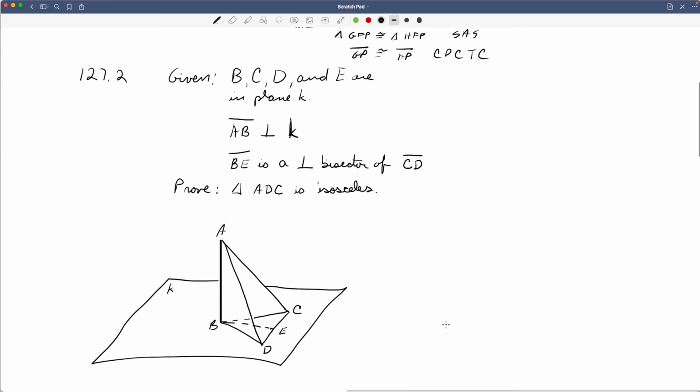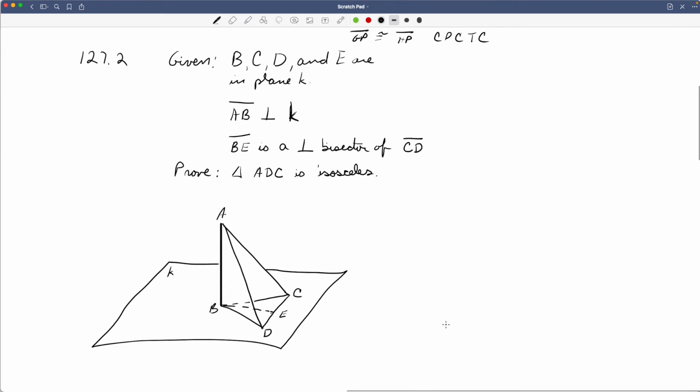All right, let's look at the next one. 127.2. Given B, C, D, and E are in plane K, line segment AB is perpendicular to plane K, line segment BE is a perpendicular bisector of line segment CD. We see that here. BE, perpendicular bisector of CD, and just by saying it's a bisector, we know it cuts it exactly in half. We need to prove that ADC is an isosceles triangle.